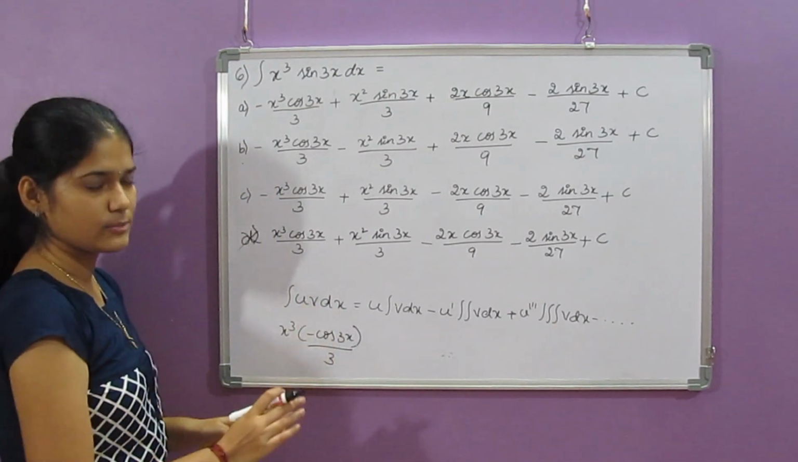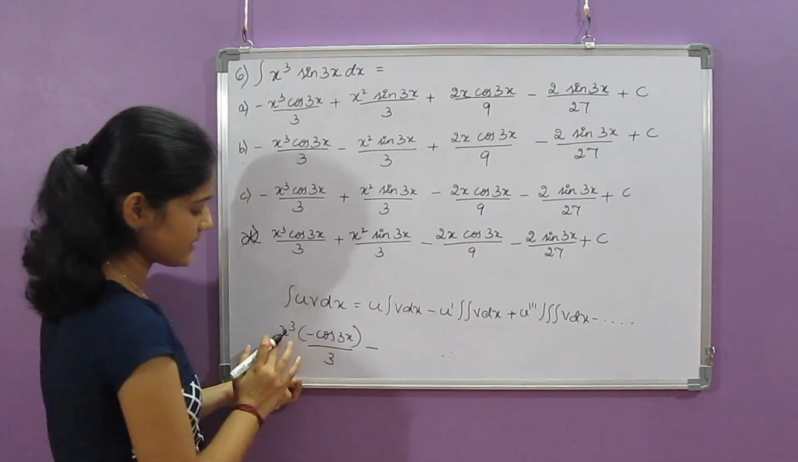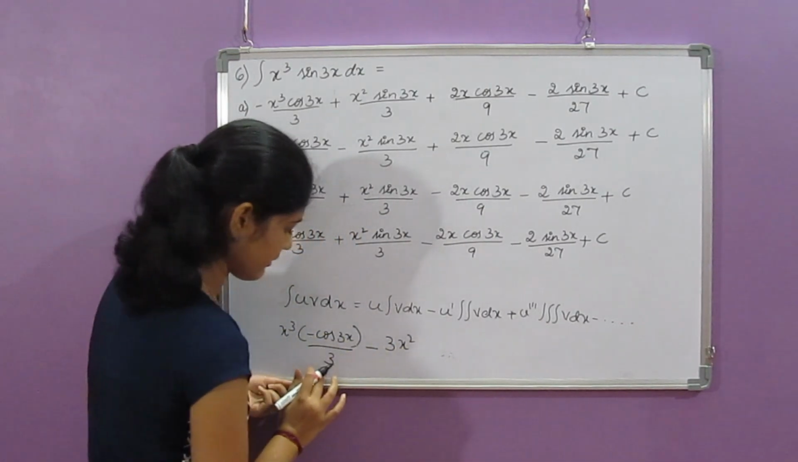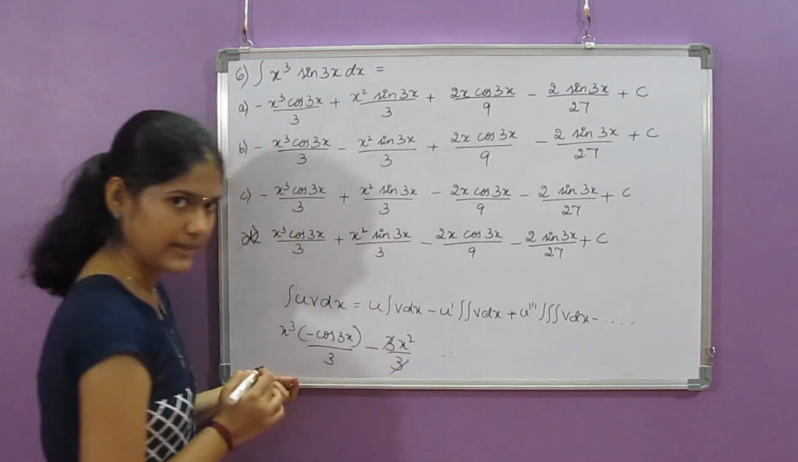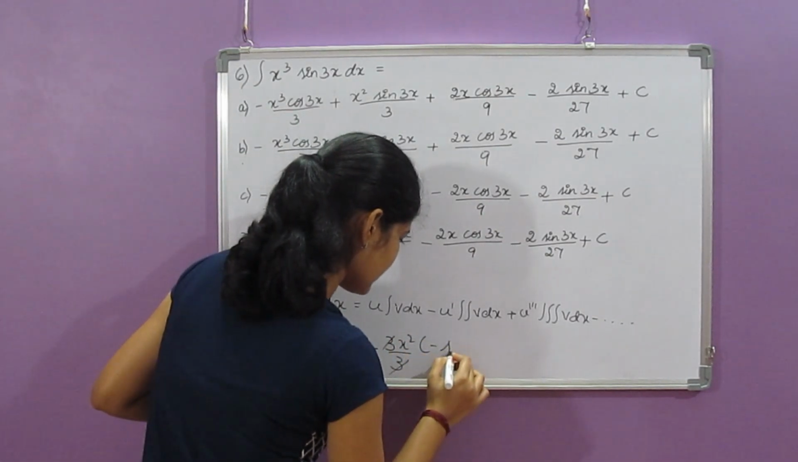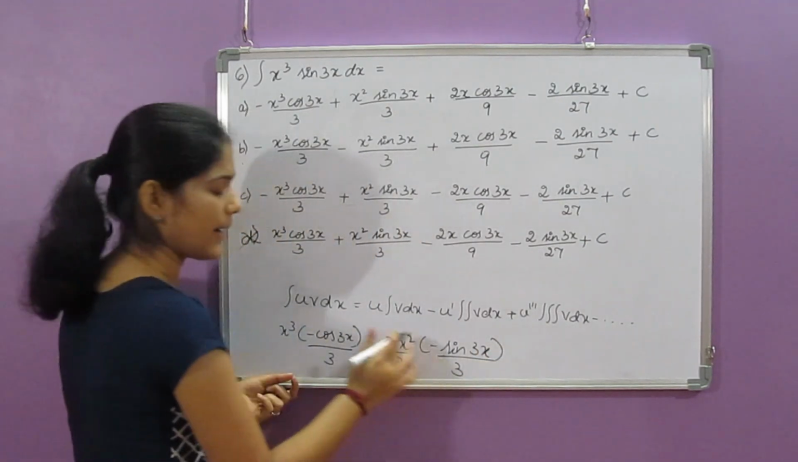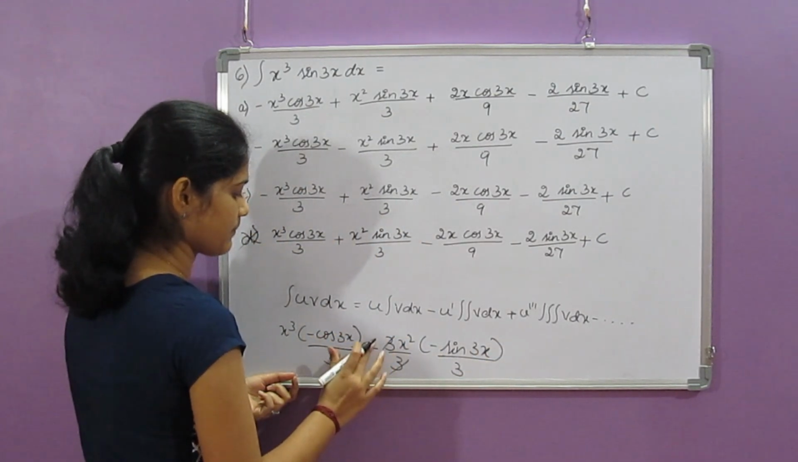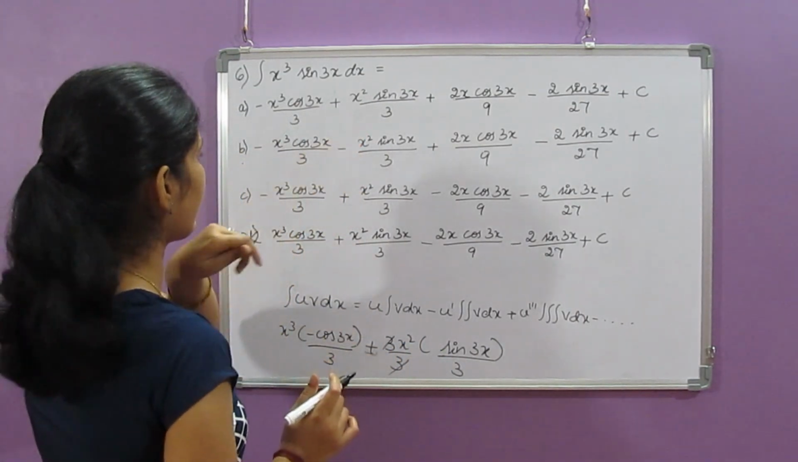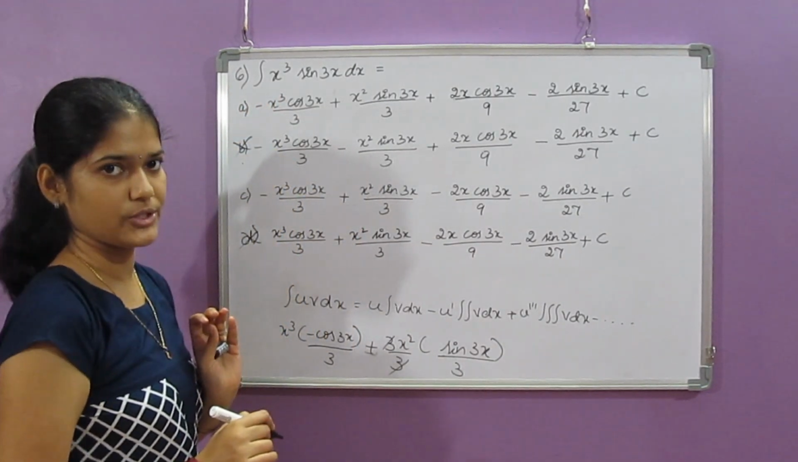Now let's move on to the next term. That is minus of u dash. That means differentiate x cube. We will get 3x square. Here we have divided by 3, so the 3 gets cancelled. And the integration of minus cos 3x is minus sin 3x divided by 3. Minus into minus will be plus. Right? So the next term is plus. In these two options we have plus. So directly we can reject this option.